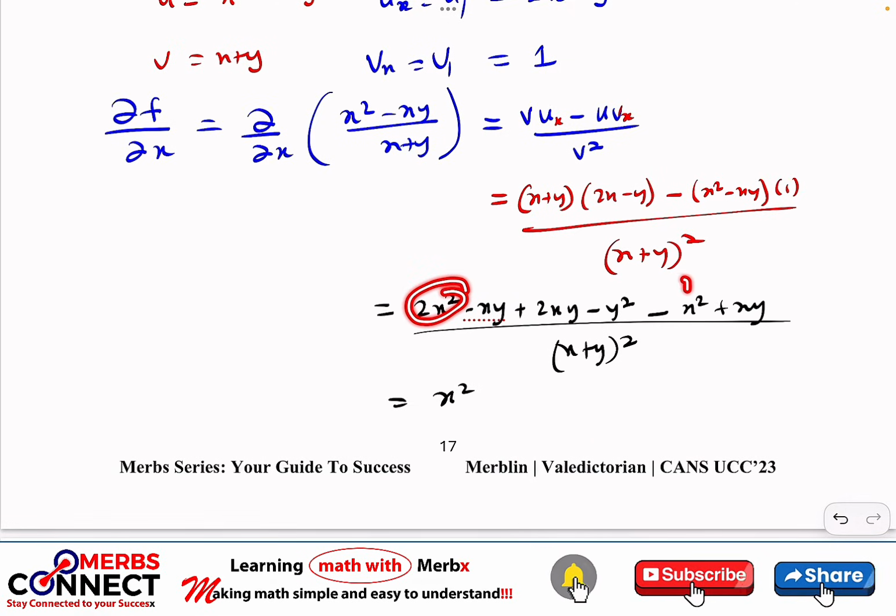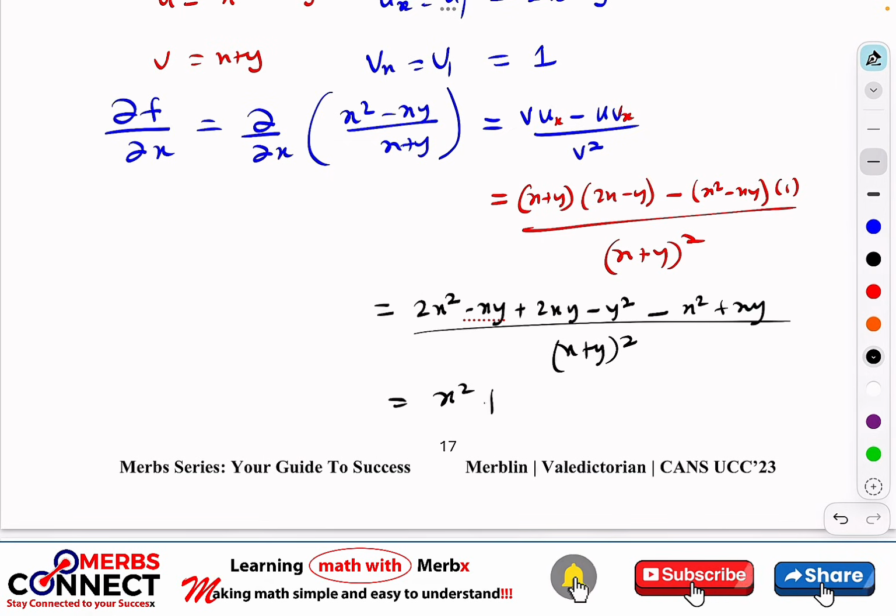So this minus this is this. And then this guy here, this guy here, and this guy here is going to be cool. So this and this is going to be 3xy. Subtract this, or let me say this will cancel this and it will be left with this. So plus 2xy minus y squared divided by x plus y squared.